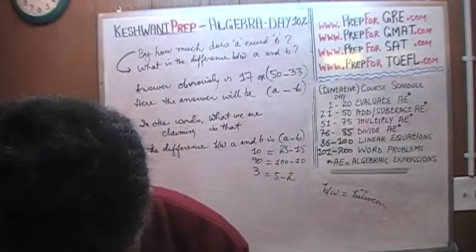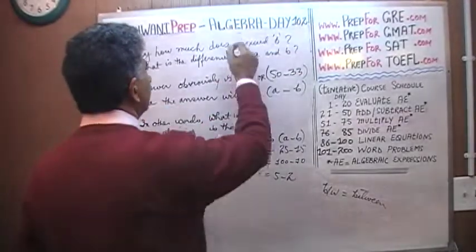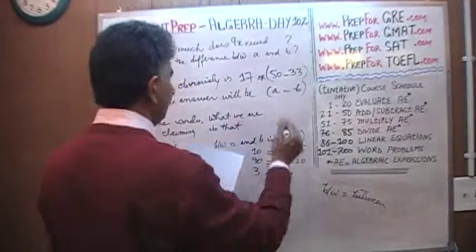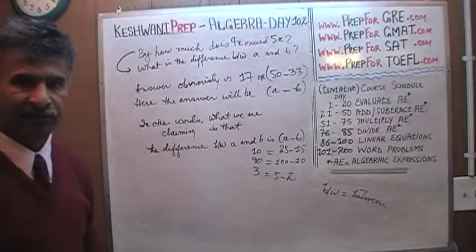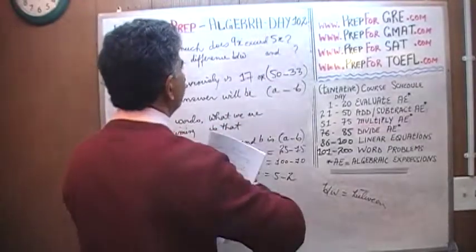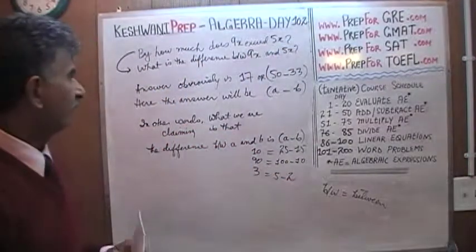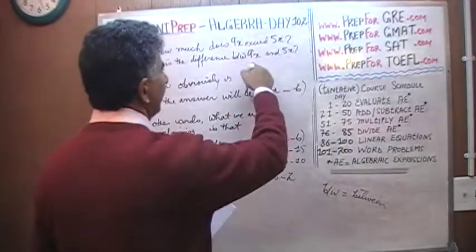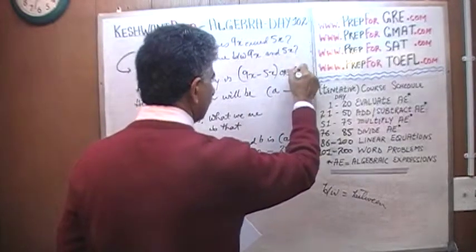Similarly, today is the continuation of the same thing. The question simply is, by how much does 9x exceed 5x? That is the same as asking, what is the difference between 9x and 5x? The answer obviously is 9x minus 5x, or 4x.